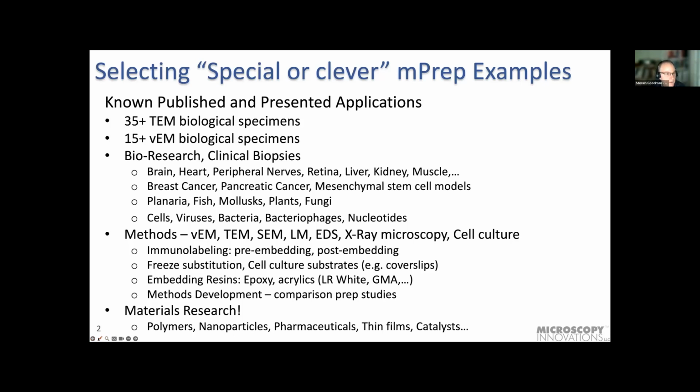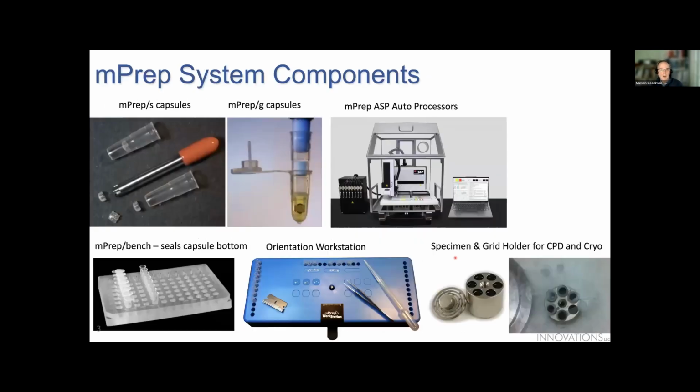And let me add a laser pointer, so I need that. So a wide range: bioresearch, clinical biopsies, a variety of tissues, breast cancer, pancreatic cancer, mesenchymal stem cell models, some non-mammalian samples, cells, viruses, cell pellets, etc., and quite a range of methods from volume EM through X-ray microscopy and even cell culture, as well as some materials research. And let's see. It was very difficult to choose, and that's why I'll move fairly quickly.